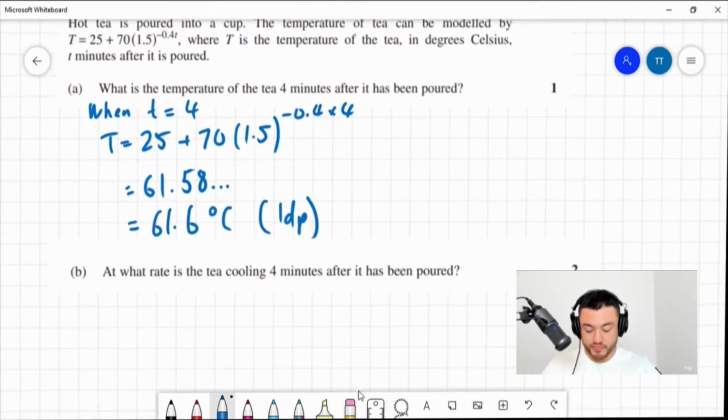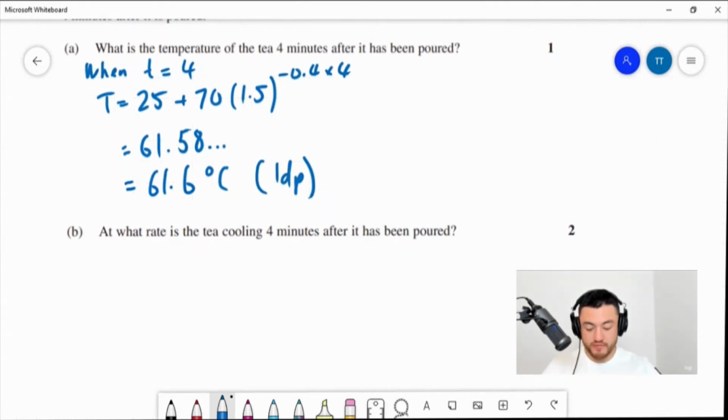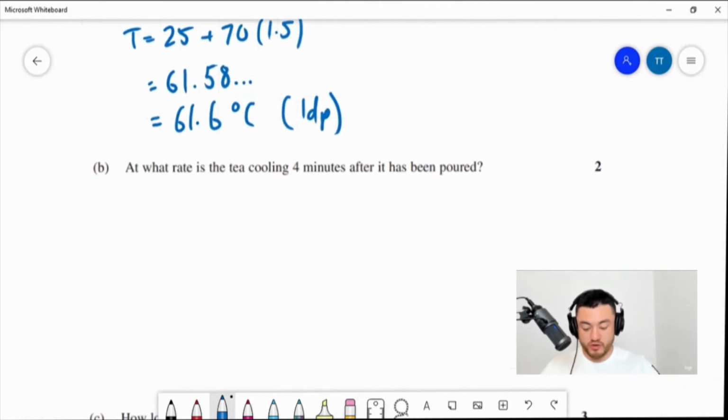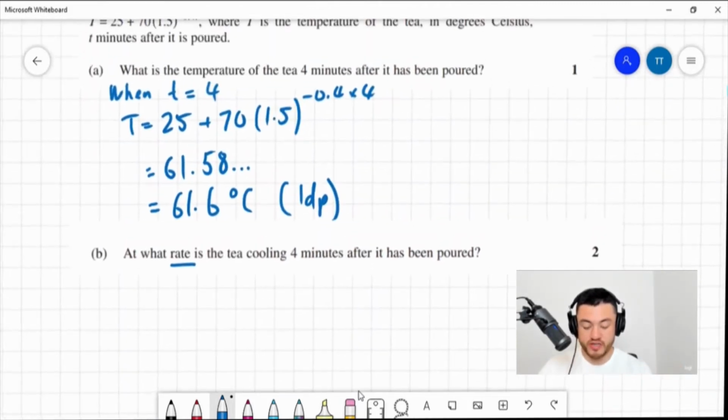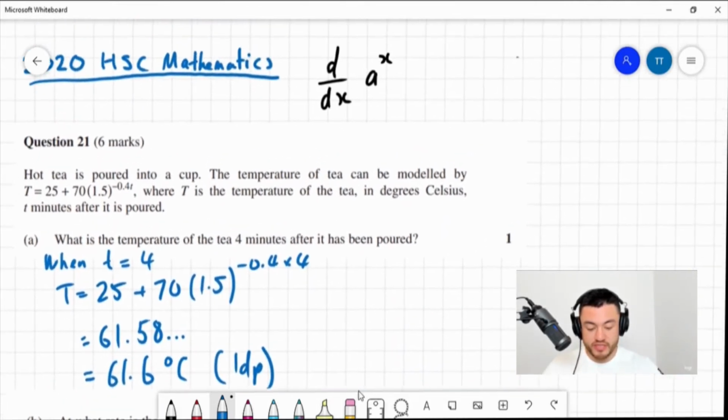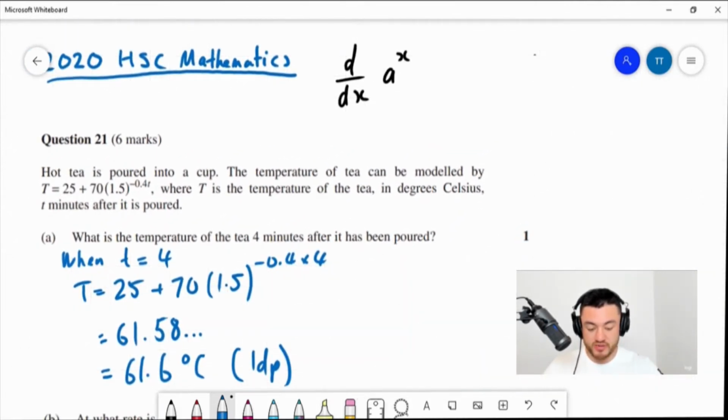All right, so now part B. At what rate is the tea cooling 4 minutes after it has been poured? As soon as we see the word rate we want to associate with differentiating. So we want to know what is the rate at which capital T is changing with respect to time little t, and then we're going to evaluate at t equals 4 as well. So again, it comes back to how do we differentiate a to the x? We can consider it as a to the kx for some constant k. So the negative 0.4 can act as our constant there.